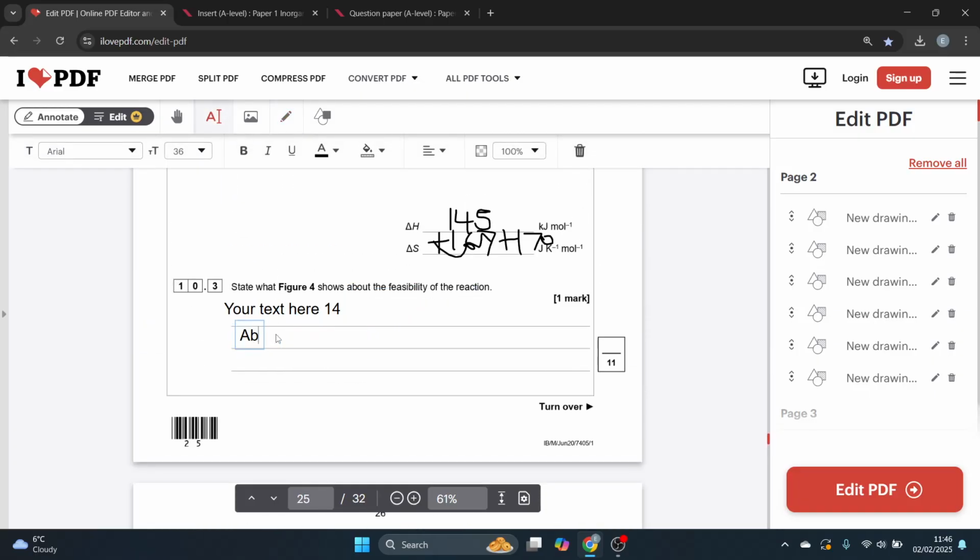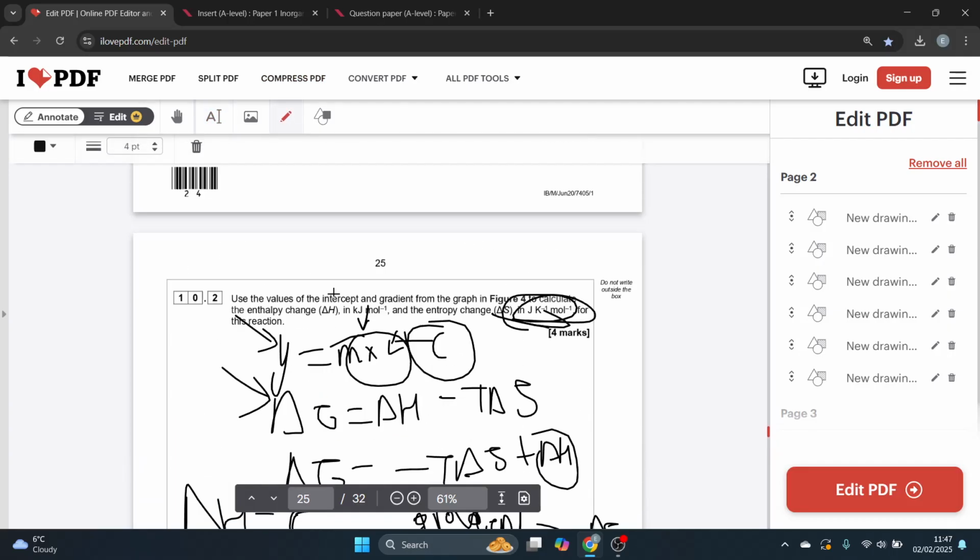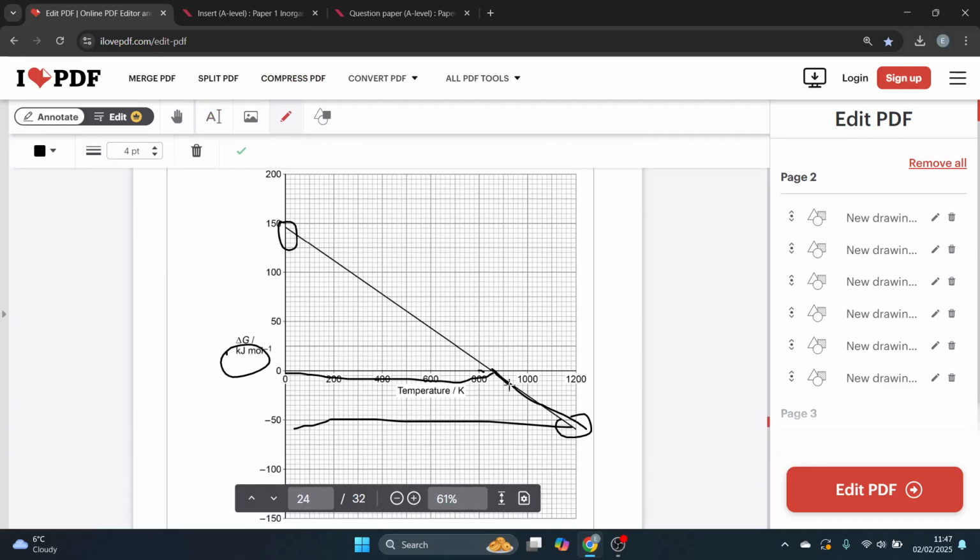So, above 845 Kelvin, the reaction becomes feasible, and below 845 Kelvin, the reaction is not feasible, or not thermodynamically feasible. Because if you think about this, if it's feasible here because delta G is negative, well, if it's below this temperature, delta G is always positive, so it's not going to be feasible.